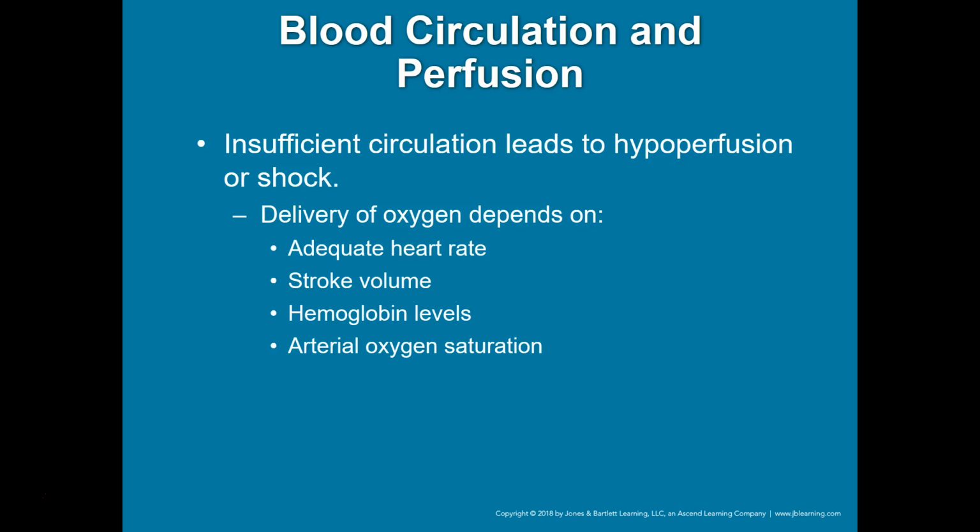oxygen saturation. So the delivery of oxygen through the blood depends on our rate and volume, which is going to be our cardiac output. We need to get enough of it, fast enough there. We need to be able to transport it in the blood through our hemoglobin to then reach an arterial oxygen saturation of an adequate amount.